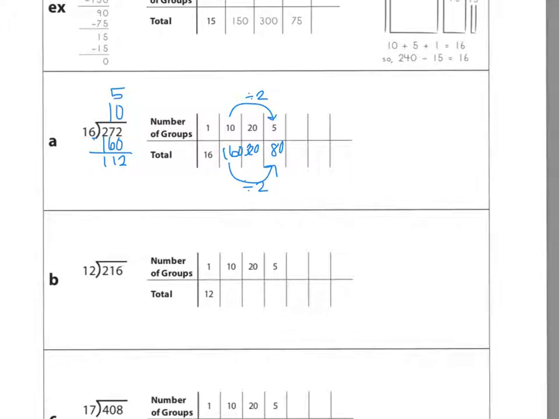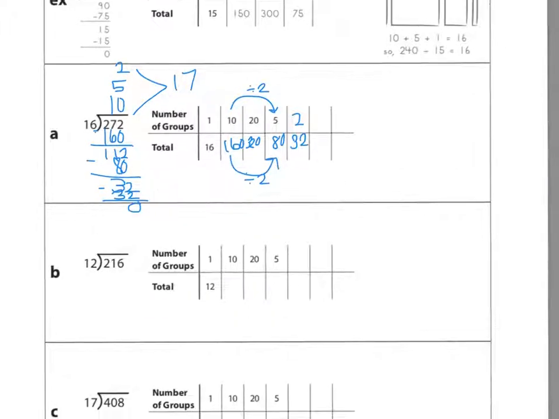5 groups is 80. So I'm going to take 5 groups there, and I'm subtracting 80 from my dividend. 2 minus 0 is 2. 11 minus 8 is 3. So I'm left with 32. So looking over at my ratio table, I'm thinking that I could add 2 groups of 16, which is 32. And so now you can see that I'm going to subtract 2 groups of 16, which is 32. And I'm left with nothing in my dividend. So I found how many total groups of 16 are in 272, and the answer is 17.